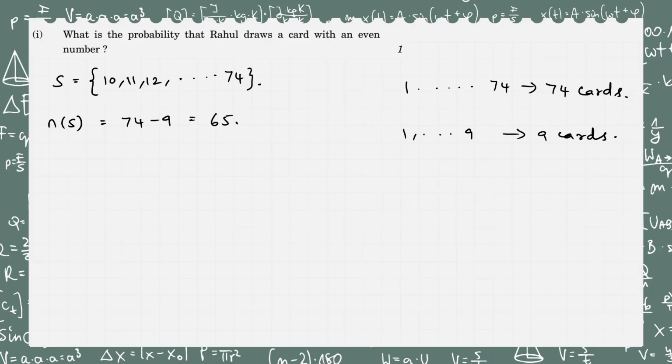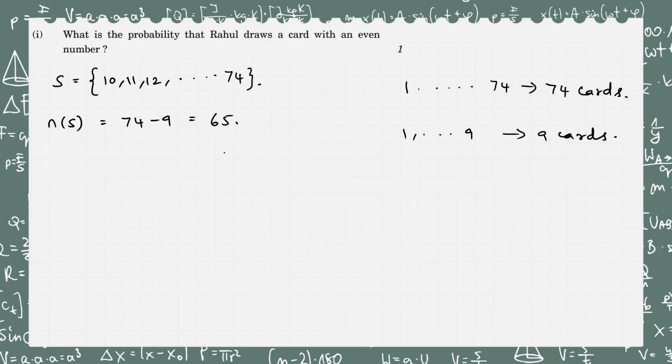If you are confused doing it this way, you can use the AP techniques also, because 10, 11, 12, etc. up to 74 is an AP with the first term 10 and the common difference 1. So you can find how many terms are there if the last term is 74. If you take Tn equal to 74 and find what n is, that also will give you 65. That is another way of doing the same thing. So this is a very basic thing, right? We can easily do it this way, right? So now we have found n(S) equal to 65.